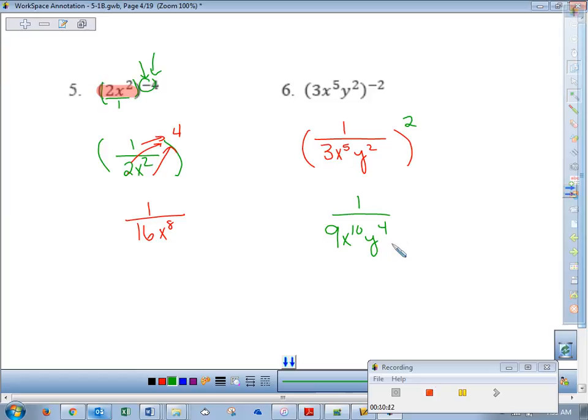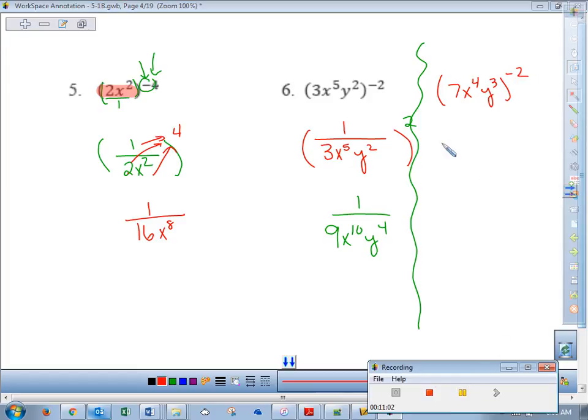Cool. Off to the right where you got a little room in the margin, I'll make one more up for you to try on your own here. Try this one. 7x to the 4th, y to the 3rd, all to the negative 2nd. Negative exponent outside of the quantity, nothing to clean up in here. I'm reciprocating first.